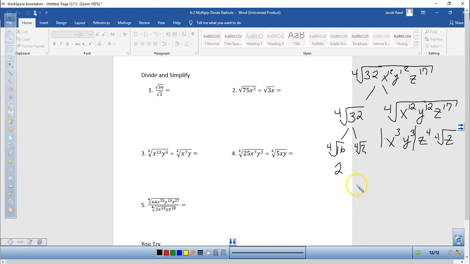So let's write out everything we know. We have 2. We'll put z to the 4th in the front. We have absolute value x cubed, y cubed. And under the 4th root radical, I've got the number 2, and I've got a z.